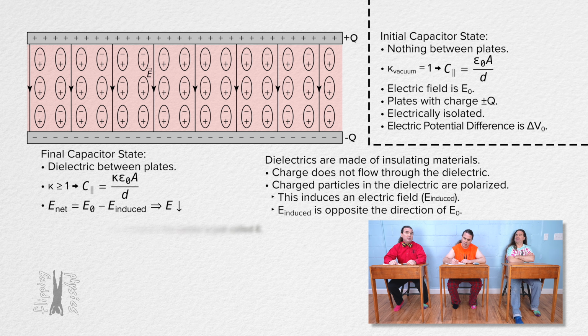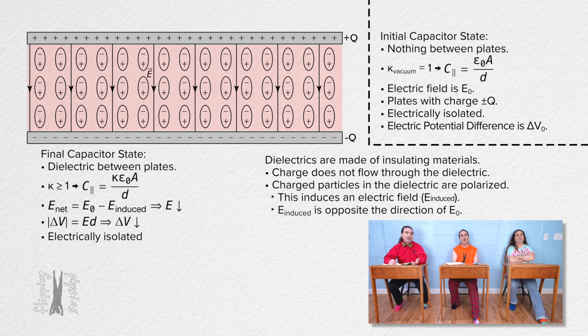Yeah, and because the electric field is uniform, we know the positive value of the electric potential difference equals the electric field times the distance between the plates. Because the electric field decreased and the distance between the plates did not change, the electric potential difference between the two plates also decreased. And because the capacitor is electrically isolated, the charge on the plates of the capacitor does not change, and capacitance equals charge over electric potential difference. Therefore, because the electric potential difference between the plates is in the denominator of the capacitance equation and the electric potential difference decreases, adding a dielectric between the two plates increases the capacitance of the capacitor.